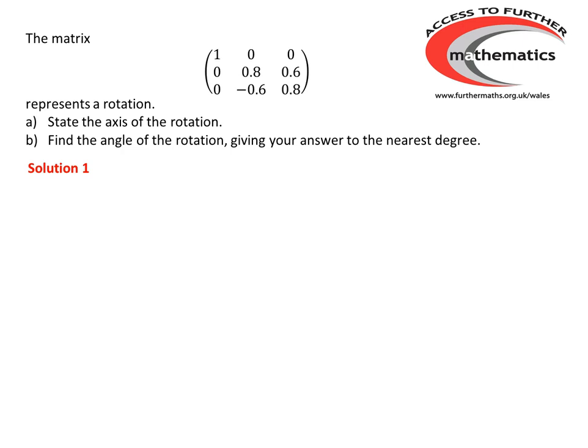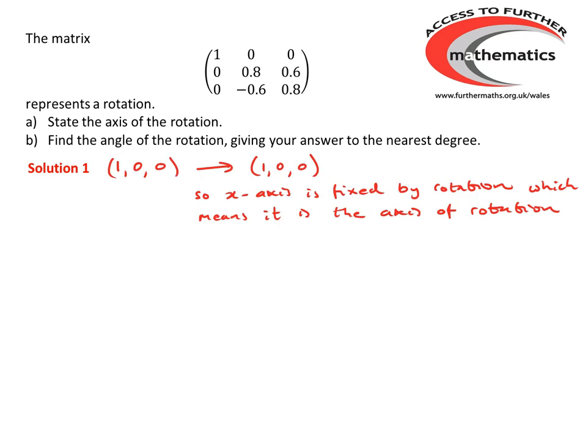Well, our first observation is simply that looking at the first column of the matrix, which always gives the image of the point 1, 0, 0, we can see that the image of 1, 0, 0 is actually 1, 0, 0. So the point 1, 0, 0 lies on the axis of the rotation, so the axis of the rotation is the x-axis.